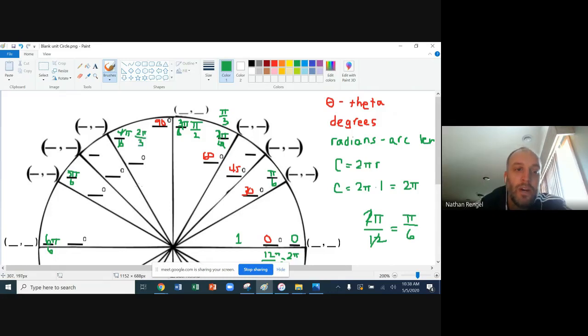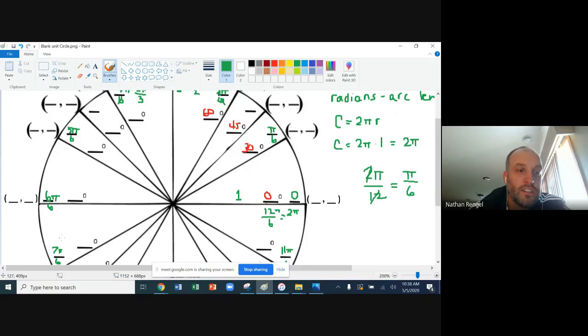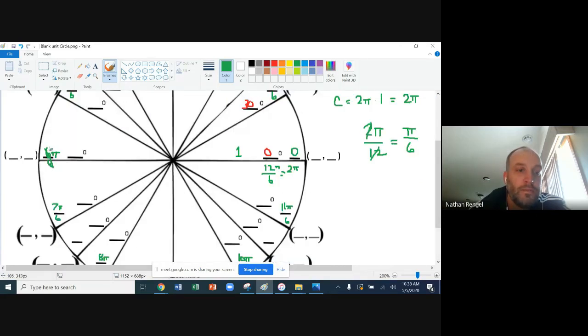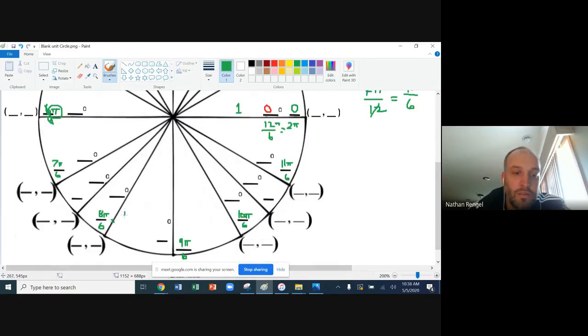Now we get to 5 pi over 6, can't do anything there. 6 pi over 6, 6 and 6 make 1, so that's just pi. 7 pi over 6, nothing we can do. 8 pi over 6, that's going to be 4 pi over 3. 9 pi over 6, 9 and 6 have a 3 in common, so that's going to be 3 pi over 2. And 10 pi over 6, 10 and 6 both have a 2 in common, so that's going to be 5 pi over 3. And 11 pi over 6, there's nothing we can do with that one.